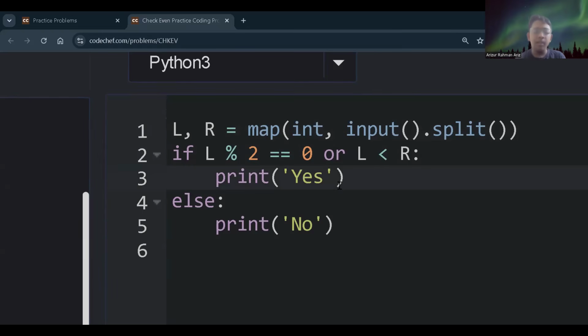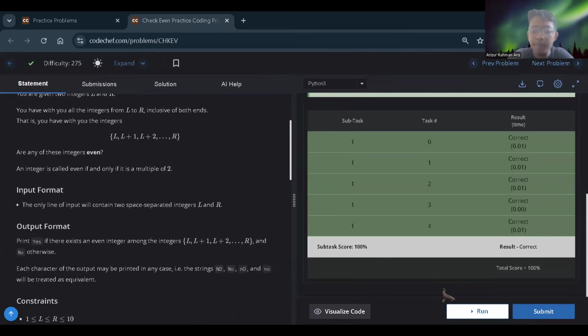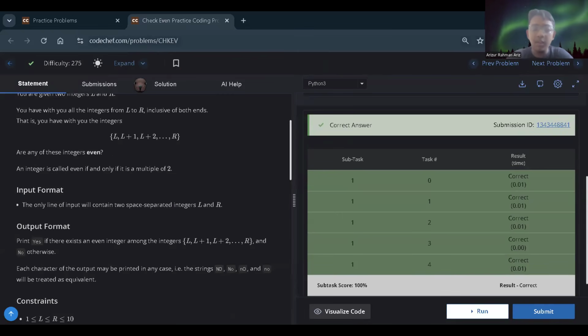But let's assume L is 5. So this one is false, so we will move to the next condition. And let's assume R is 7. So 5 is less than 7. See, in the sequence of 5 to 7, you will have 6. So in every sequence like this, you will have at least one even number, and that is enough to justify yes or no. So yeah, I hope I could explain the code correctly.